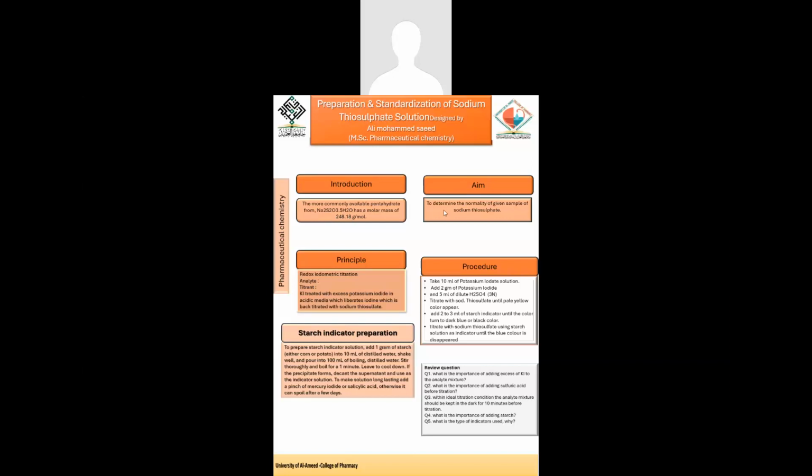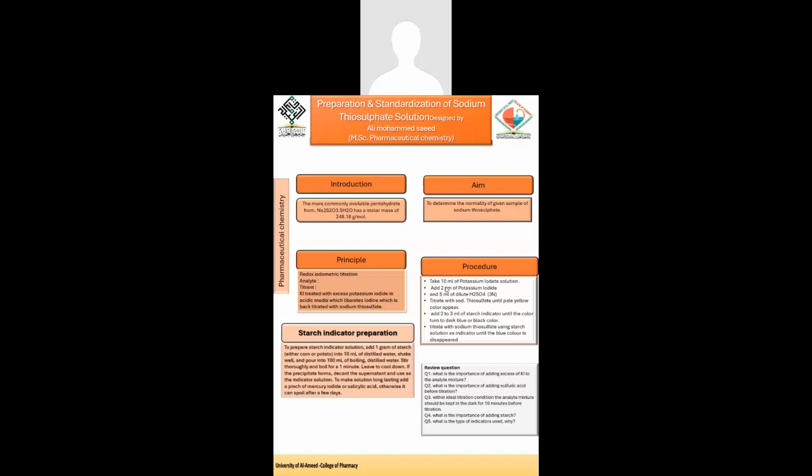The aim of the experiment is to determine the normality of a given sample of sodium thiosulfate. هدف التجربة أن أعرف normality of sodium thiosulfate sample. حاليا هدف الاكسبيرمنت مقدمة عن الموضوع. عرفت الموليكولار ويت، أدخل في البرنسبل هو الريدوكس type of reaction, type of titration, redox iodometry. أعرف الانالايت مالتي وأعرف التايترنت. التايترنت هو potassium iodate KIO3, and the analyte is sodium thiosulfate.